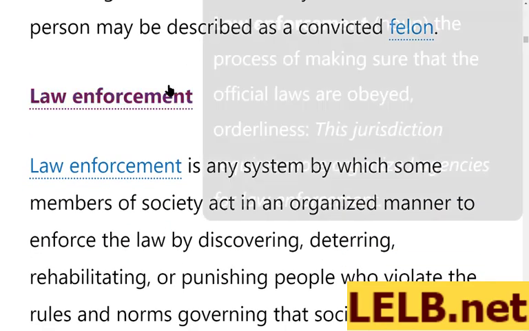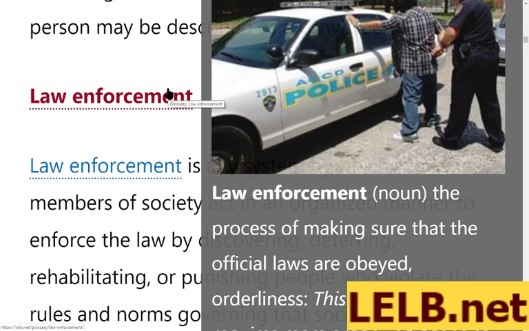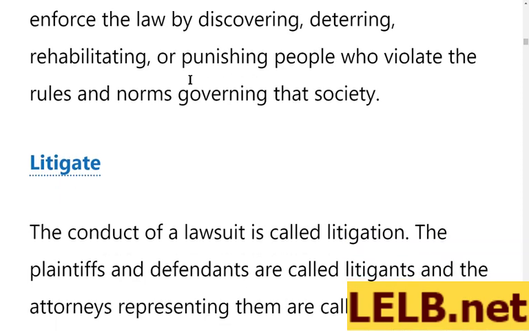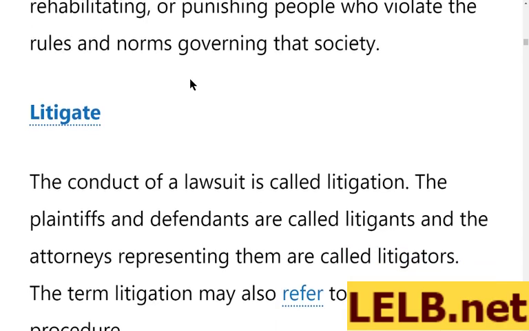Law enforcement. It means the process of making sure that the official laws are obeyed. Orderliness. Law enforcement is any system by which some members of society act in an organized manner to enforce the law by discovering, detecting, rehabilitating, or punishing people who violate the rules and norms governing that society. Usually police officers are the agents of law enforcement.